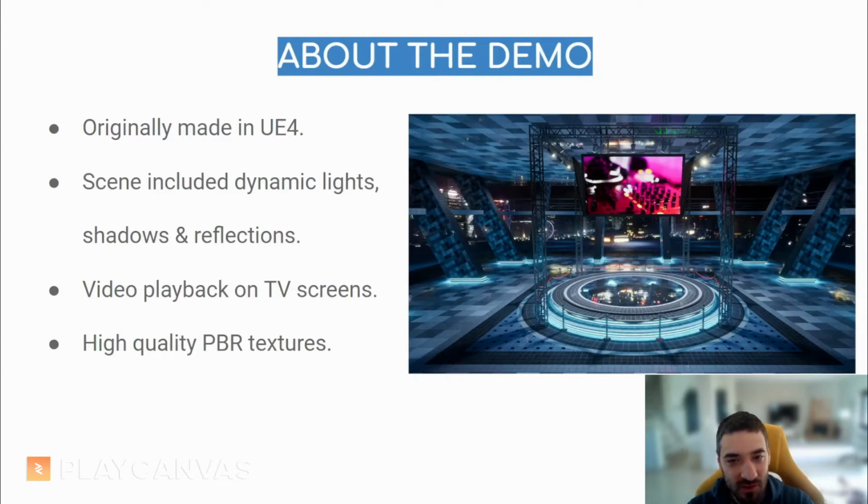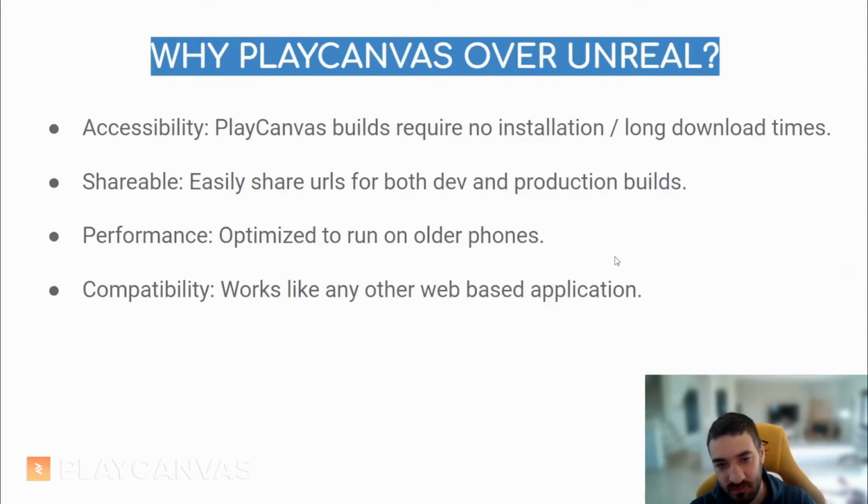Now, let's talk about how we made this demo. The Solar Stage demo was originally made in Unreal Engine 4. The scene that you see here included dynamic lights, shadows, reflections, and all the goodies that you get when you publish projects with Unreal Engine. The screens that you see inside this 3D scene can play back video files, MP4s, directly on 3D surfaces, and the scene included high-quality PBR textures.